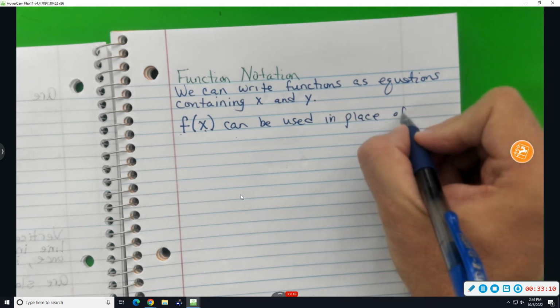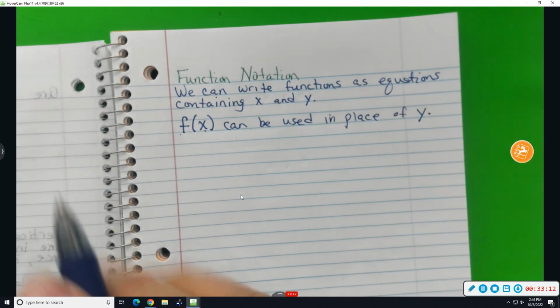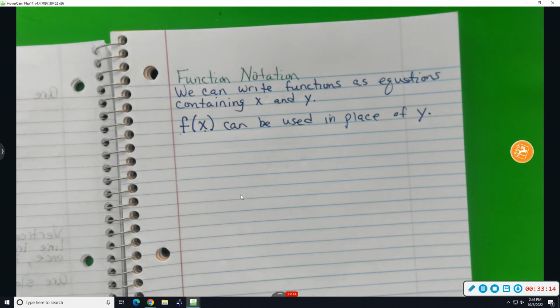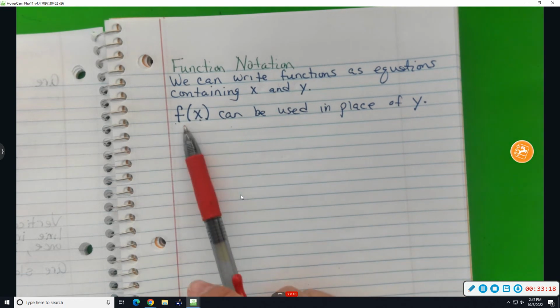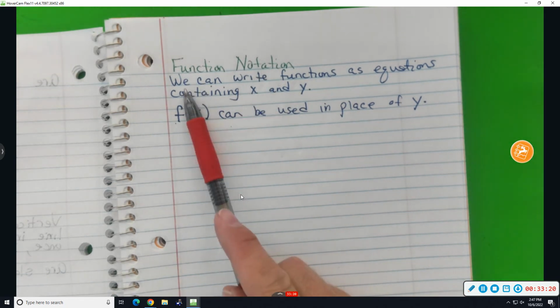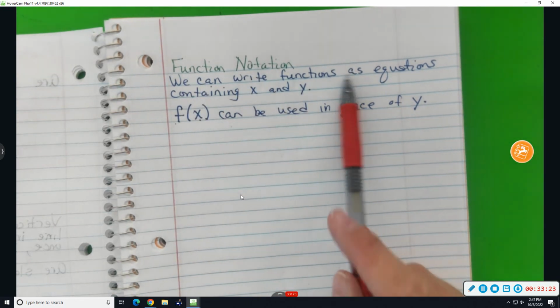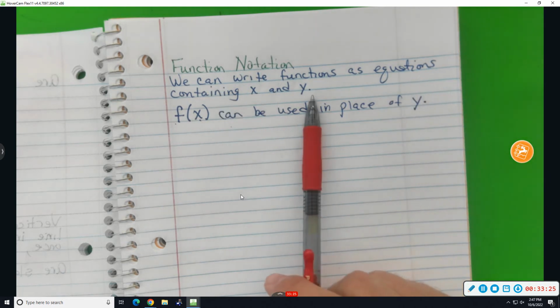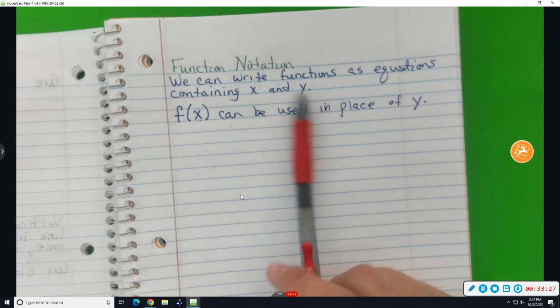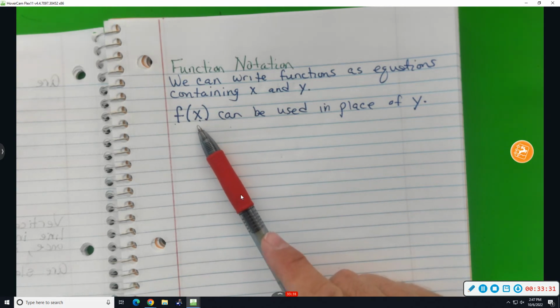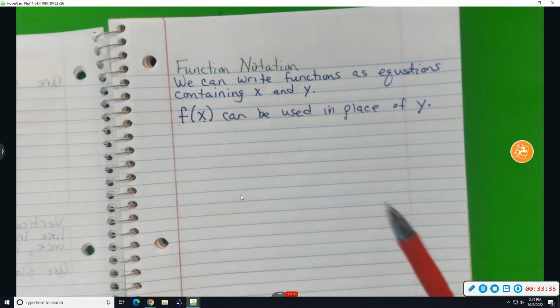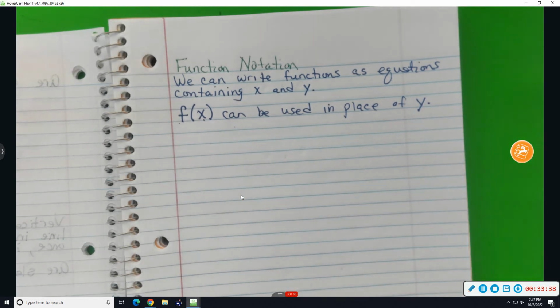Yeah, that's how I was always told, when you see f parentheses x. What's that function as what now? Function notation. We can write functions as equations containing x and y. F parentheses x, which is read function of x, can be used in place of the letter y.